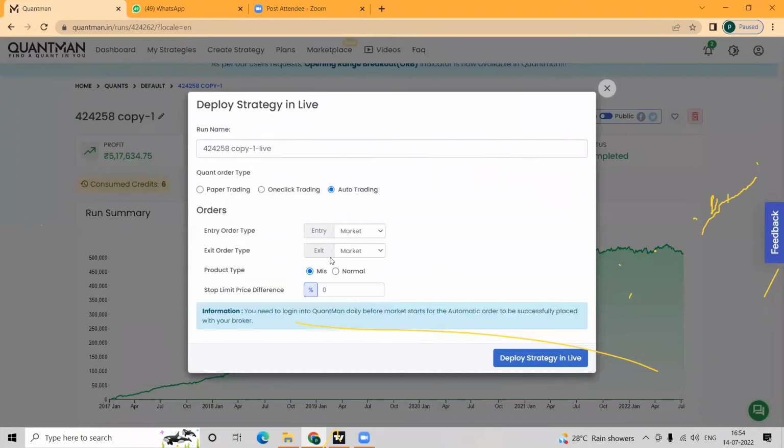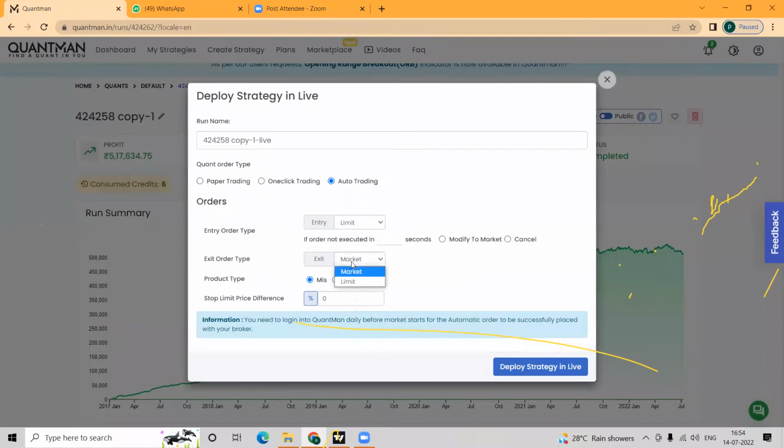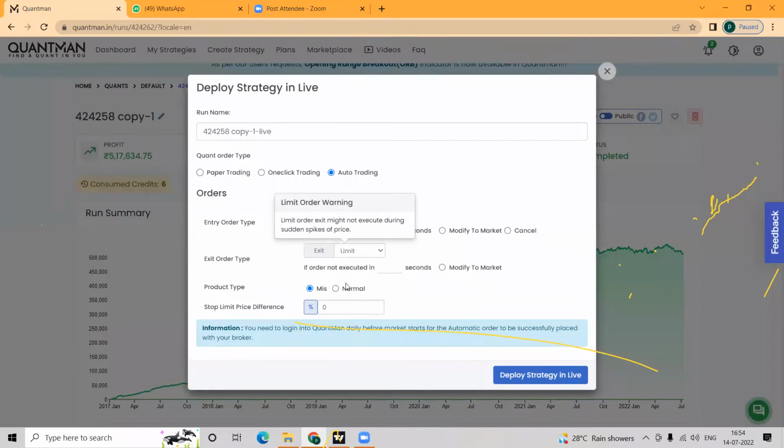Please click auto trade. If you click auto trading, it asks whether these orders should be entered as market or limit. Okay, two types, because traders prefer market order or limit order. If you don't want to lose the amount through slippages, please select the limit order. Now there is a twist. Suppose you place the order as a limit order, maybe your order did not fill. In that case, if the order is not executed in 10 seconds or 5 seconds, it's your call, then modify into market.